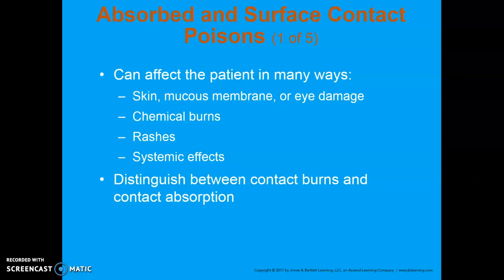Okay, continuing on chapter 21 with the different ways that poisons actually enter into the body. So absorbed and surface contact poisons can affect the patient in several different ways. The most important ones would be interaction with skin, mucous membranes, and eye damages, chemical burns, rashes or lesions, and then even though they're only coming in through some small area, they can still have systemic effect on your patient.